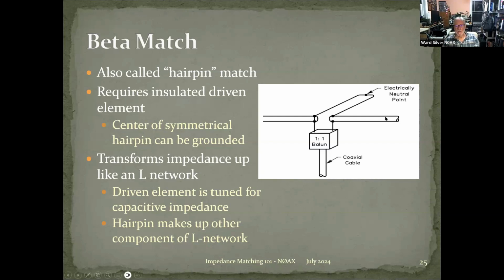Basically, what you start with is a driven element that's slightly capacitive, and so that looks like the capacitor for the L network, and then the inductor, which is this part, the hairpin, makes the rest of the L network. So this is really an L network in a funny looking form. And then you put a 1-to-1 choke balun here to isolate the coax from the antenna and keep the outside surface of the coax from affecting your match. And so that's what a beta match is.